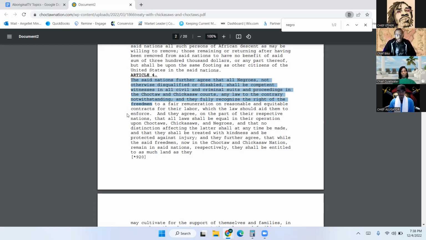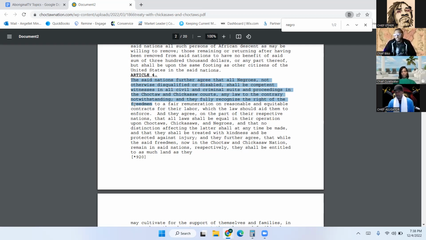So I want to make sure that is clear, because again, the scholars, and like Chief Alligator said, we have to look at them differently. Say, okay, this ain't what you've been teaching for 20 plus years. You've been calling the African-American, the Black, the colored, the Negro is the freedman. But clearly these documents are saying something else.